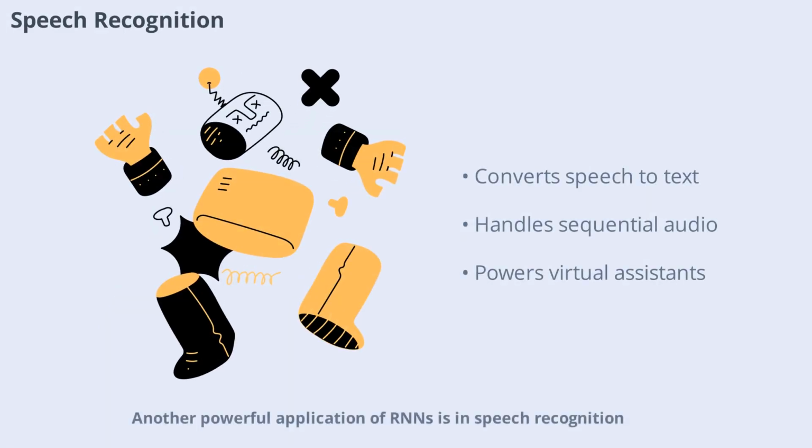Another powerful application of RNNs is in speech recognition. When you speak to a virtual assistant, RNNs help convert your spoken words into text. Speech is naturally sequential, with each sound depending on the ones before it. RNNs process the audio signal one frame at a time, using their memory to understand the context and accurately transcribe speech. This technology is behind many voice-controlled devices and services we use every day.